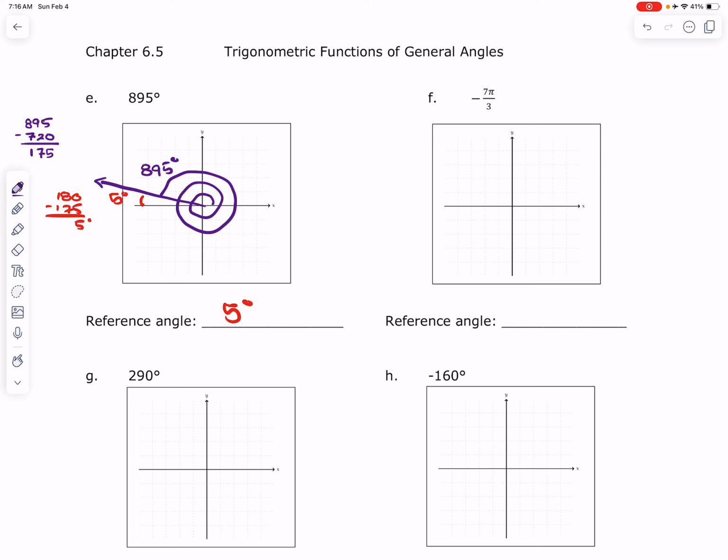F, I've got negative 7 pi over 3. We can do a little bit of what we did before, figure out where this is landing. I'm going to add 2 pi back. I get negative 1 pi over 3. So from here, don't like going that way. There's my negative 6 pi over 3. One more, negative pi over 3.